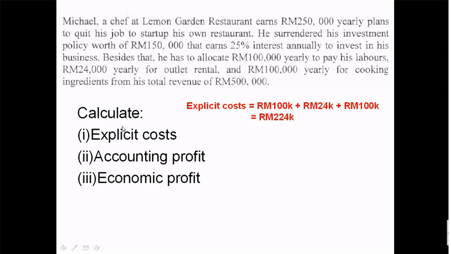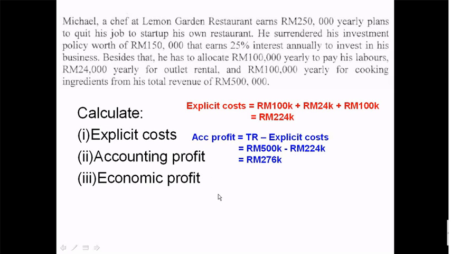If you have the explicit cost, we can now calculate the accounting profit. Accounting profit is total revenue minus explicit cost. Total revenue is 500,000. We minus the explicit cost of 224,000. So accounting profit will be 276,000.